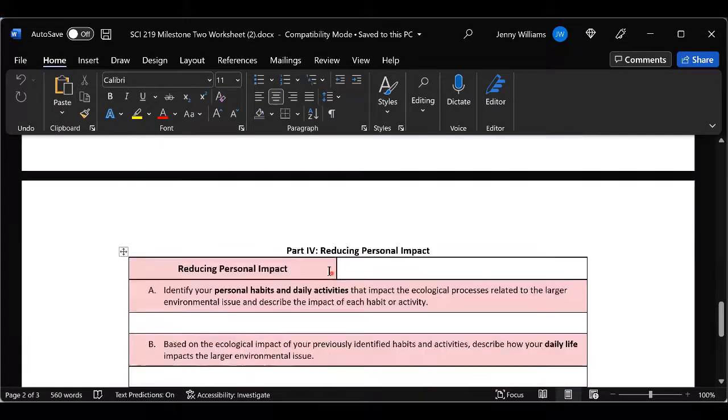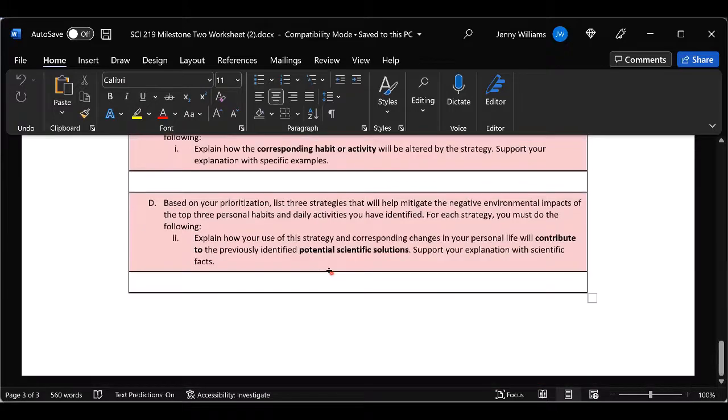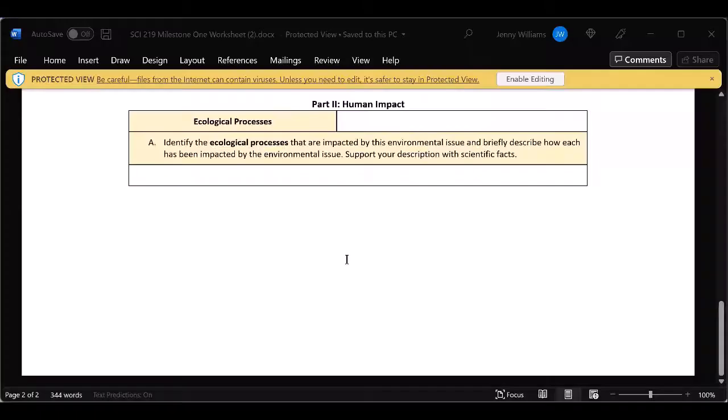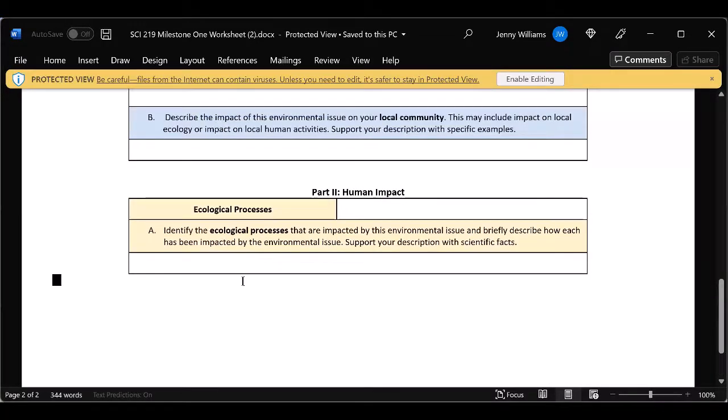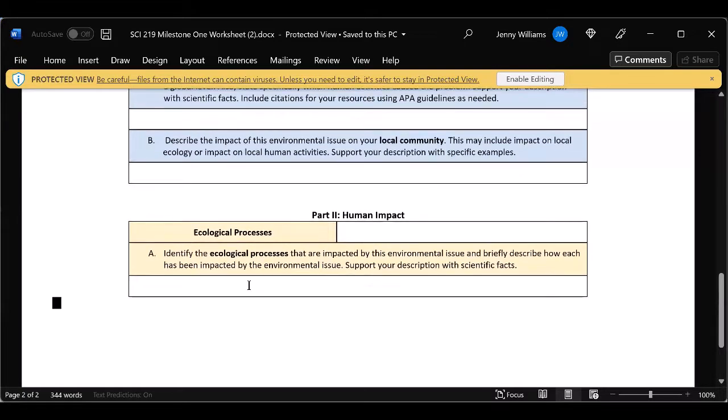So let's go ahead and look at what this looks like. So I'm going to go ahead and stop sharing this. And if you forgot what ecological processes that you chose, just go back to your Milestone 1 project, and it should be listed here.